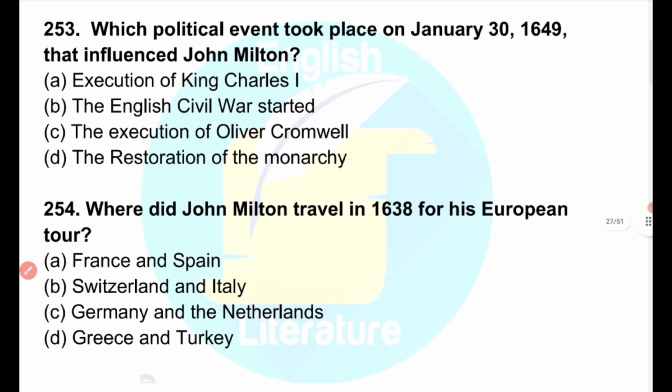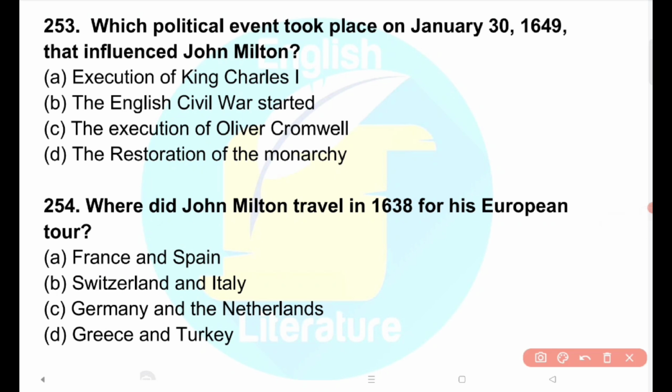Which political event took place on January 30, 1649 that influenced John Milton? Option A, the execution of King Charles I. King Charles I was executed on 30th January 1649 during the English Civil War. Milton was a strong supporter of Oliver Cromwell and the Puritan cause. After the execution, he became Latin Secretary for Foreign Affairs in Cromwell's government.